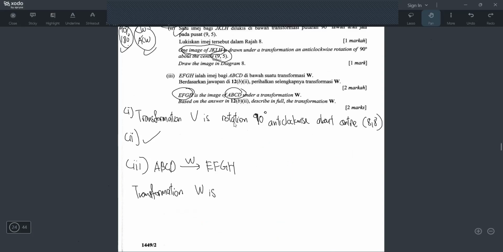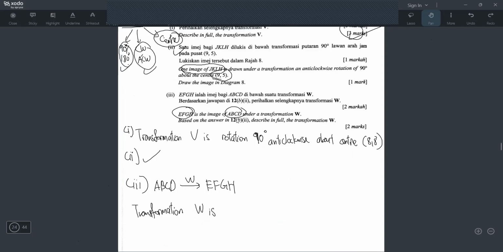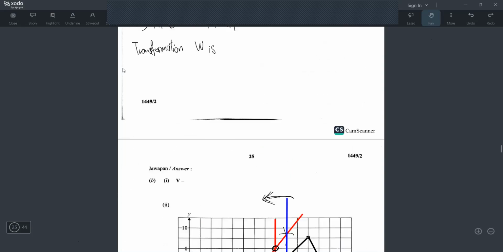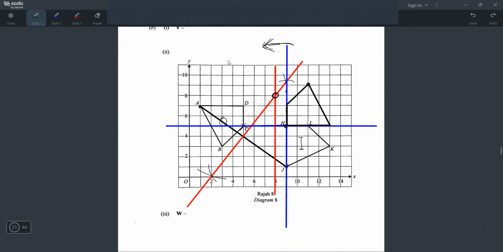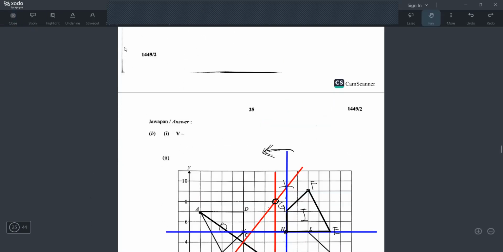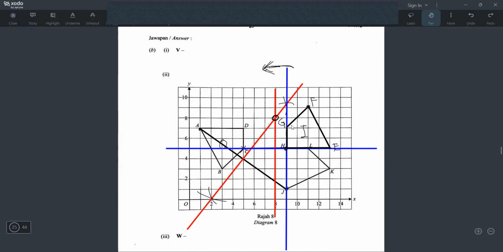Because they say based on the answer in 12B2. So I think EFGH. Okay, but in number two, they never say also it's EFGH. All right, but I think we can all assume that the EFGH is definitely this. So I think we should actually label this, right? So I think it should be EFGH. So now I'm only focusing on this and this, right? So ABCD is my object and EFGH is my image. Okay, so I'm gonna erase this and write image here. Okay, because it's going from ABCD to EFGH, right? So object to image.